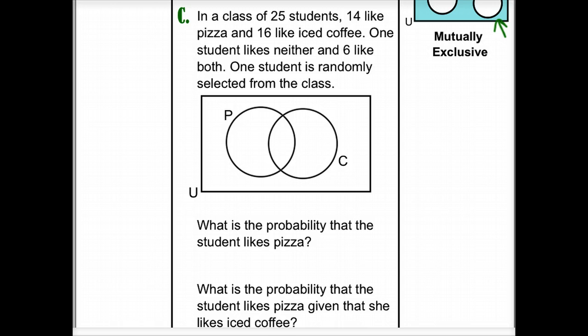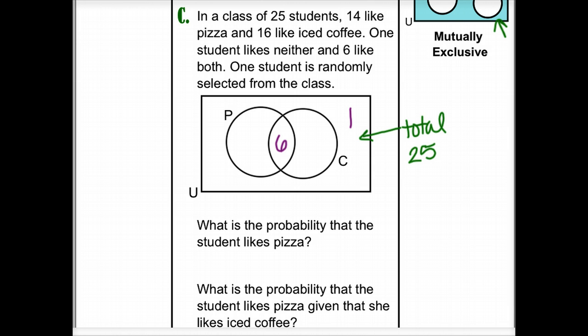1 student is randomly selected from the class. So remember, this U piece is a total of 25 students. And so it says 1 likes neither. That's an easy one to fill in, so I'm going to put the 1 out here. Obviously, 14 plus 16 is 30, so it's not just 14 and 16. It says 6 like both, so we'll put 6 in the middle.